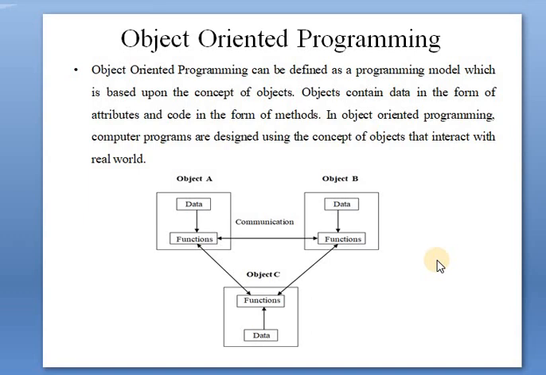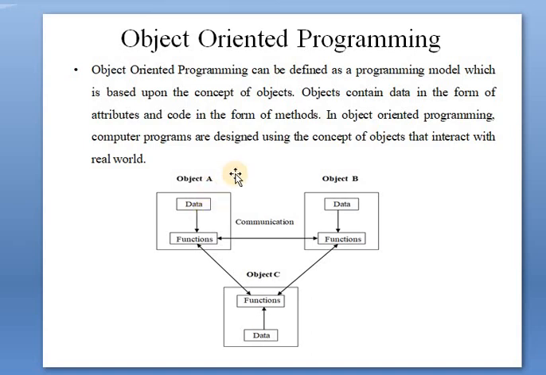In procedure oriented programming, a large program is divided into small modules known as functions. But in object oriented programming, a large program is divided into small entities known as objects, and that object consists of attributes and code, that is data and functions, and those functions can operate on the data.